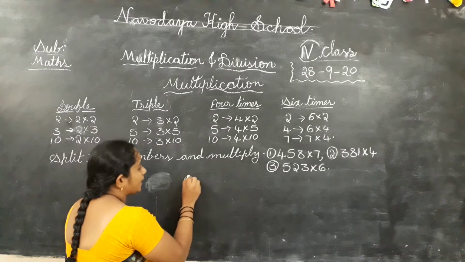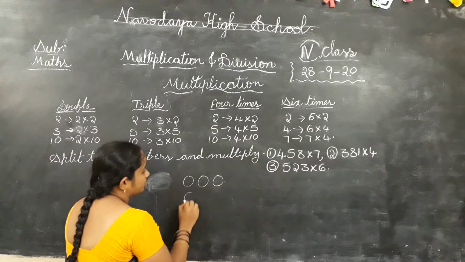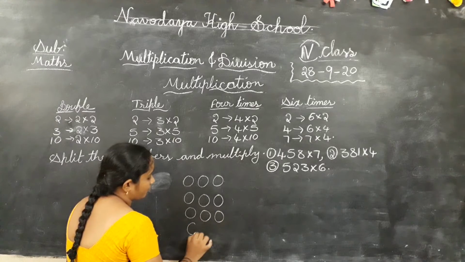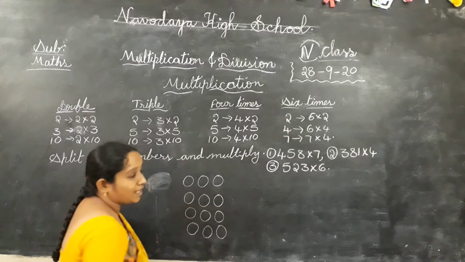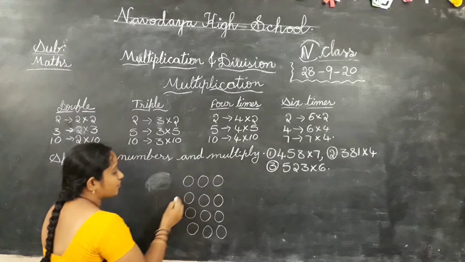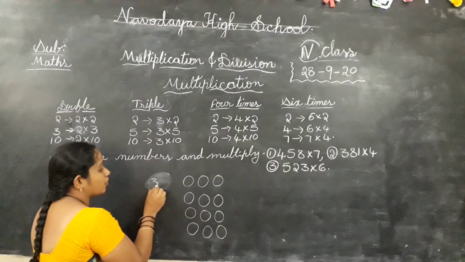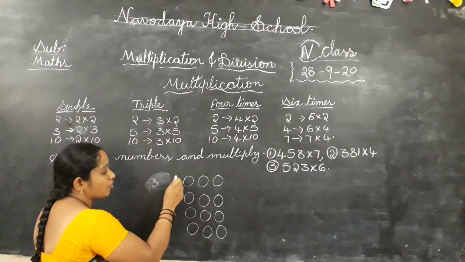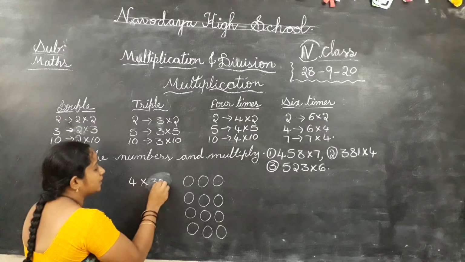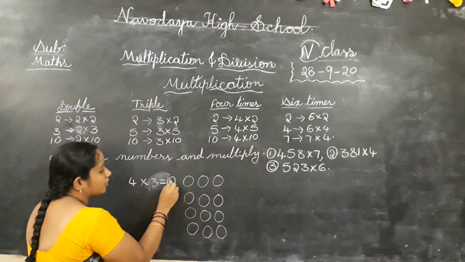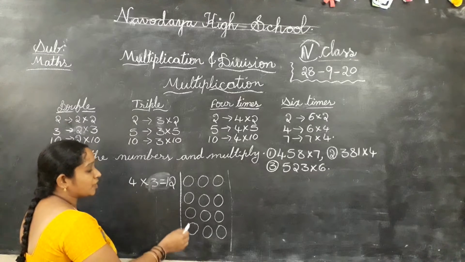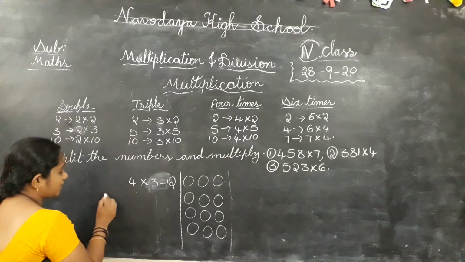Look here. Here are some laddus, children. How many laddus are here? Look, 1, 2, 3. 3 laddus are there in each row. And how many rows are there? 1, 2, 3, 4. So 4 into 3. How much? 12. Total here 12 laddus.